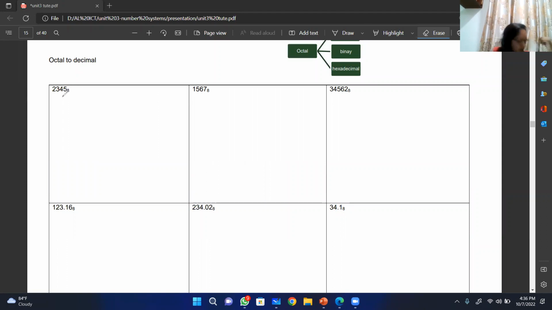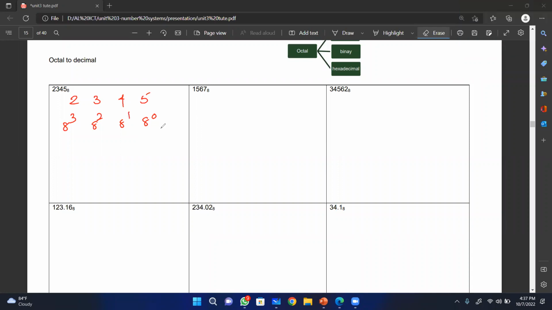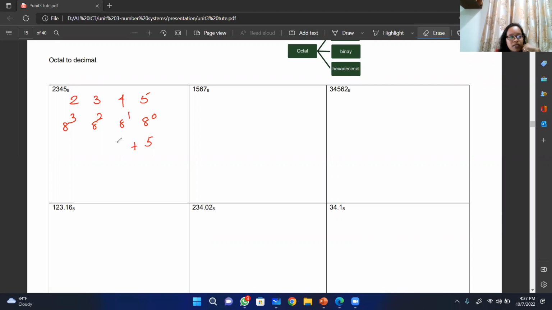Octal to decimal one. Right, the first one. You have to expand the number first, then write the place values like this, and then you have to adapt it. 8 to the power 0 is how much? 1. 1 into 5 is 5, plus 8 to the power 1 is 8. 8 into 4 is 32.